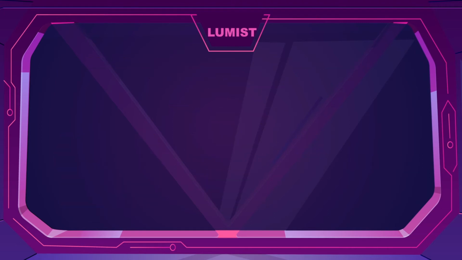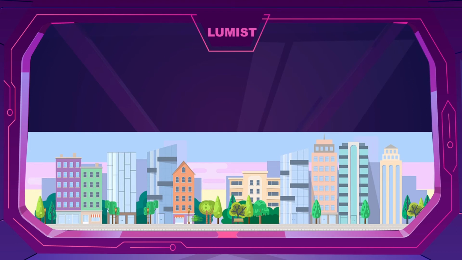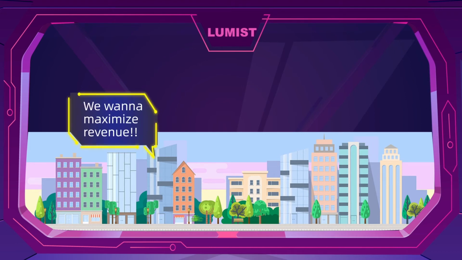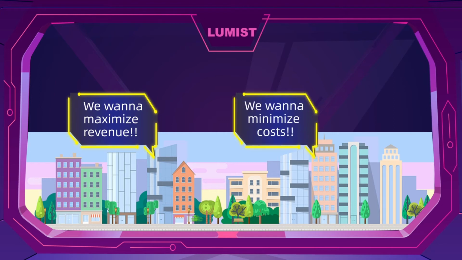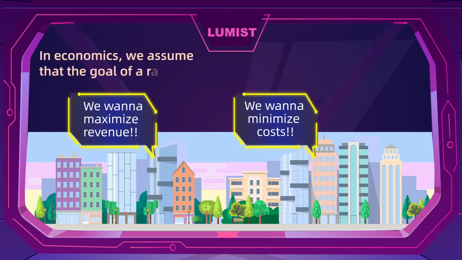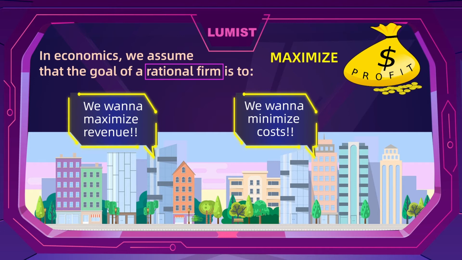Now, we need to know that different firms will have different strategies. Some want to maximize their revenue because they don't really care about costs or profits. A lot of technology companies have this growth-minded mindset. Other firms want to minimize their costs, so usually large corporations that have already maxed out their growth potential will start cutting their costs. However, in economics, we assume that the goal of a rational firm is to maximize their profits.